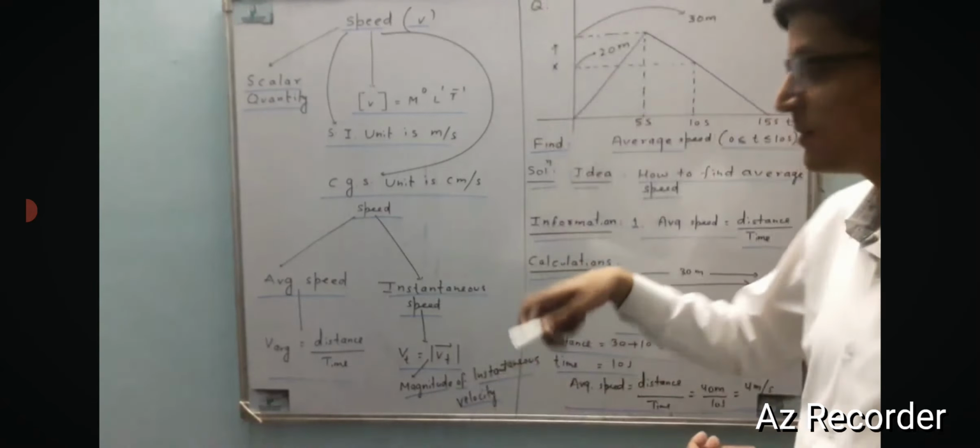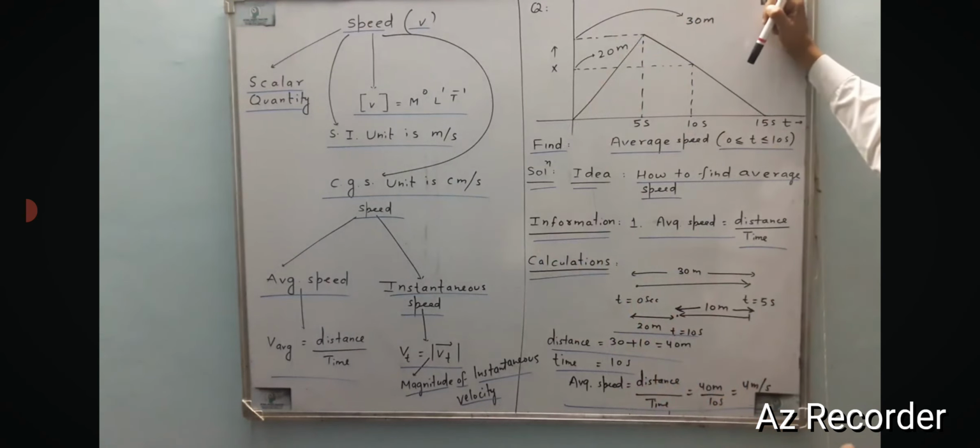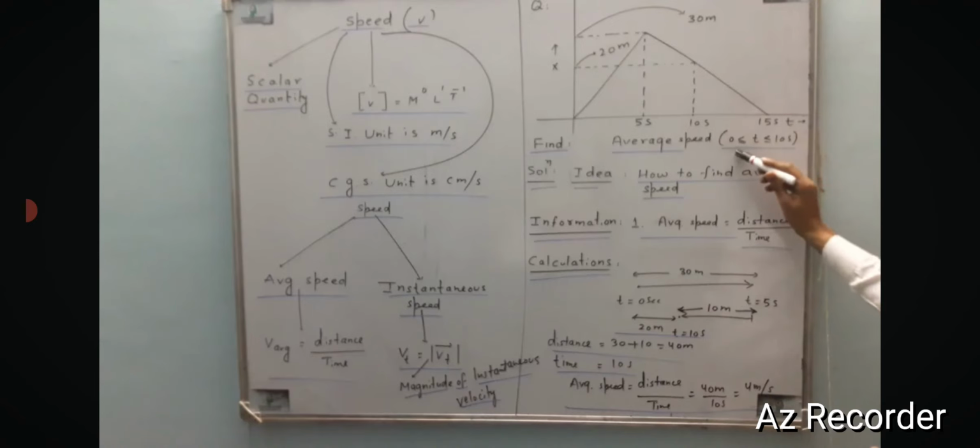So let's implement what we have learned in a question. This is the position time graph of a particle moving along x-axis, and we need to find the average speed from the time 0 to 10 seconds.